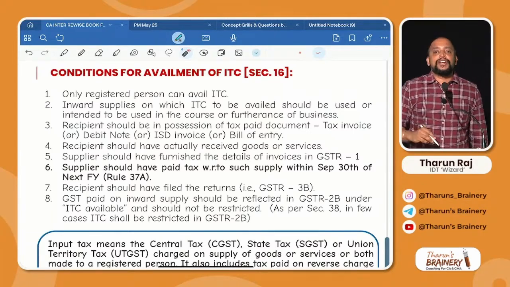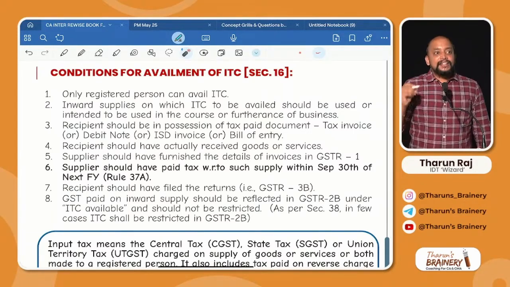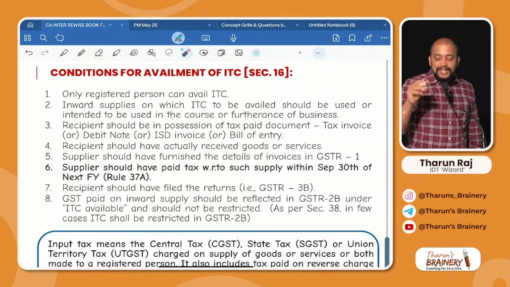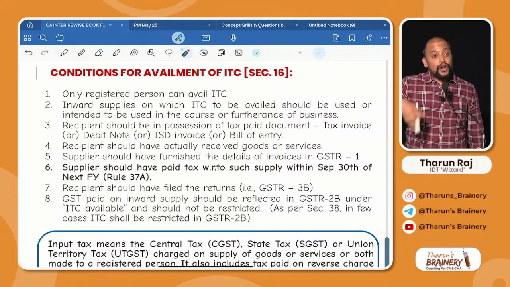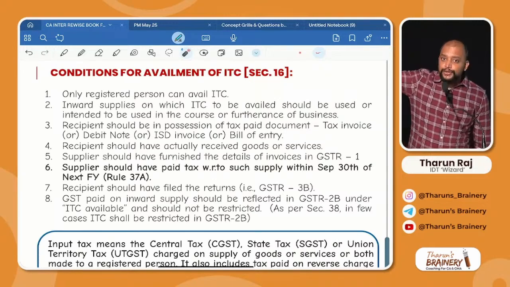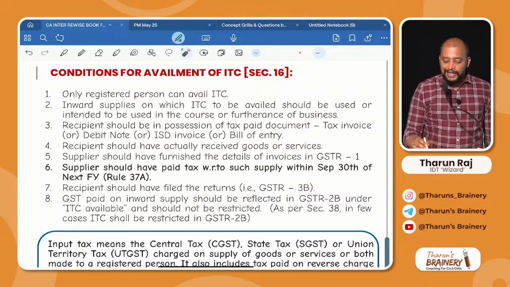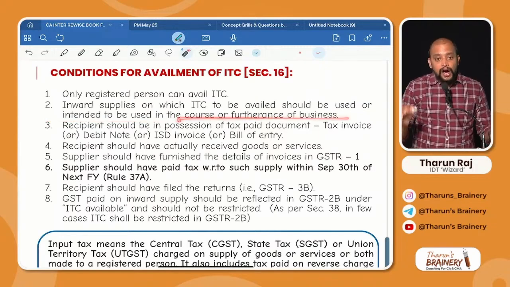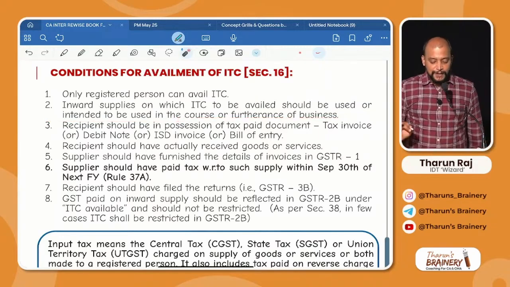Unlike section 32 of income tax, depreciation, which says only when the asset is put to use you can claim depreciation, here it is not like that. Even if you are not using it, you are going to use it in future, you can claim the ITC. Used or intended to be used in the course or furtherance of business.